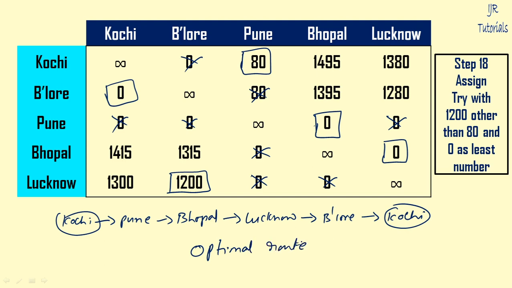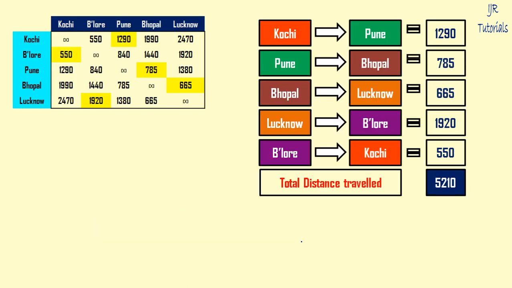So this is the way to solve this problem, and finally we can do one more process here. Take the original table like this. So this is the original table and we have to prepare the table like this. So Kochi to Pune 1290 kilometers. Next, from Pune to Bhopal 785, Bhopal to Lucknow 665, Lucknow to Bangalore 920 and Bangalore to Kochi 550. So total travel distance is 5210 kilometers per month.